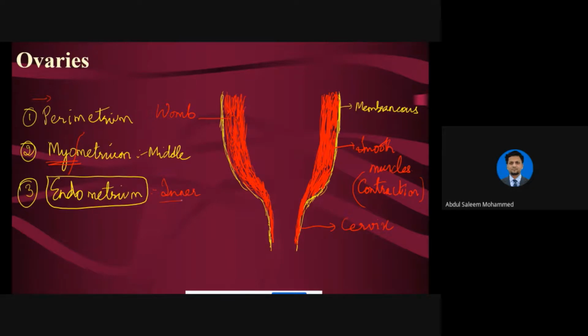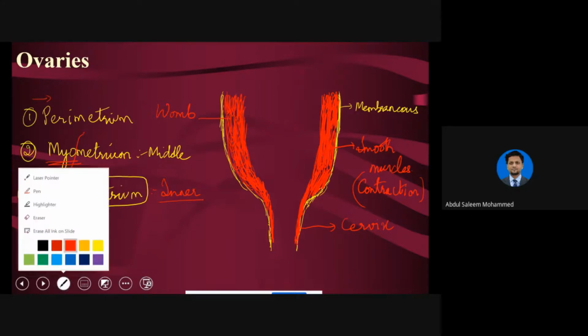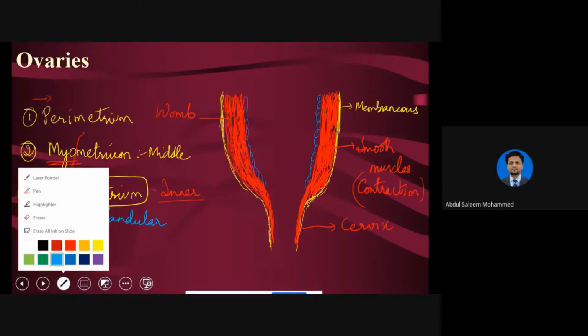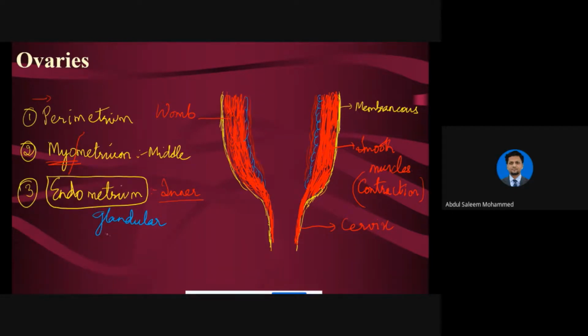So endometrium, it is the innermost layer, and it contains glands. So here I will just draw the innermost layer in the form of cells, and mostly these cells are glandular. You can also find that there are many blood vessels. So it is glandular and vascular. Okay, so the other term is endometrium. It is highly glandular and with rich vascularization.